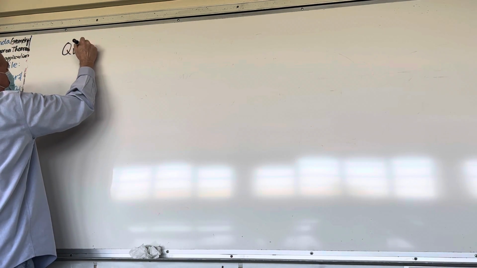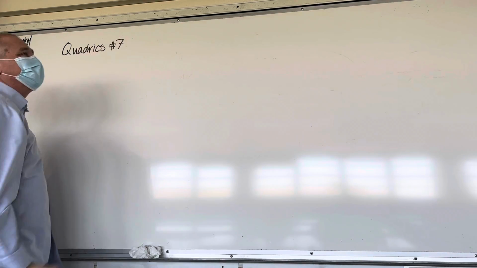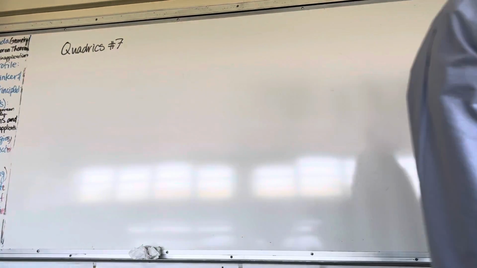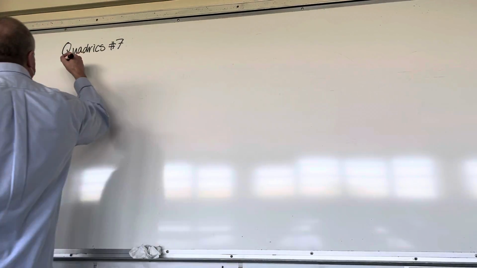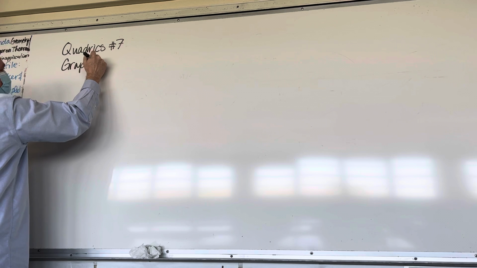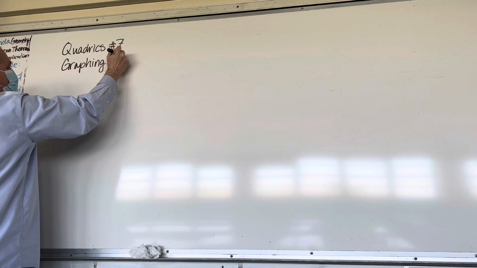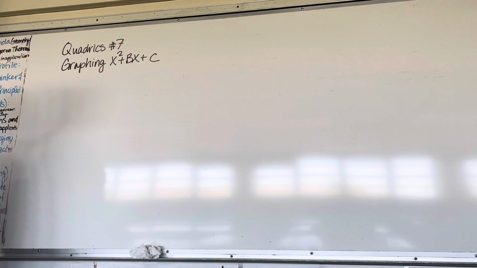Quadratics. Number 7. I better get started or I'm going to hit the announcements. All right, quadratics number 7 is graphing x squared plus bx plus c.